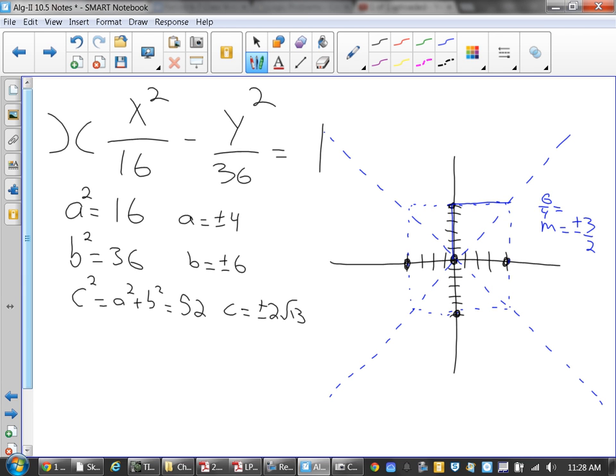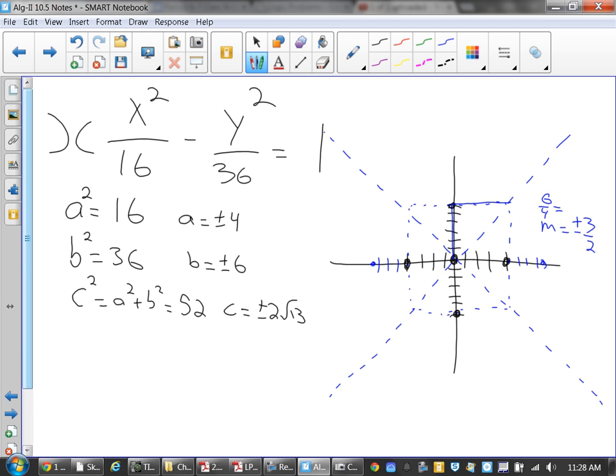So the foci are located at plus or minus square root of 52. Square root of 52 is bigger than the square root of 49, but smaller than the square root of 64. So it's just to the left and right of 7. A smidge more or a smidge less than negative 7. Here's 1, 2, 3, 4, 5, 6, 7-ish. Okay.